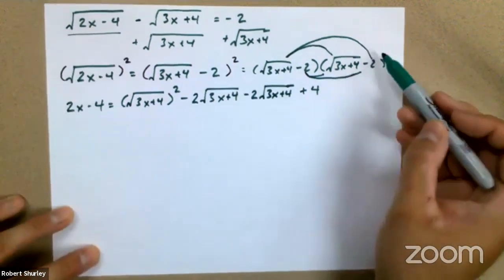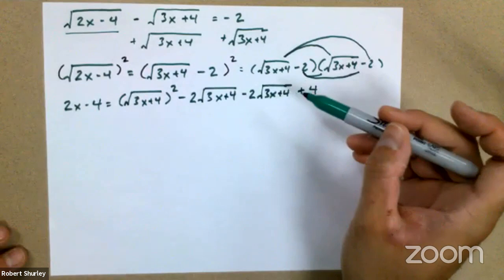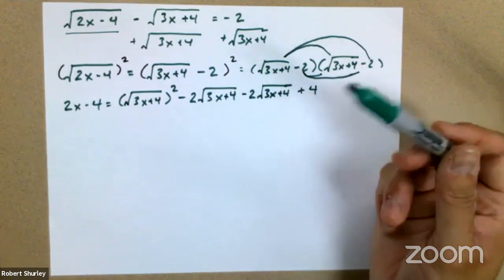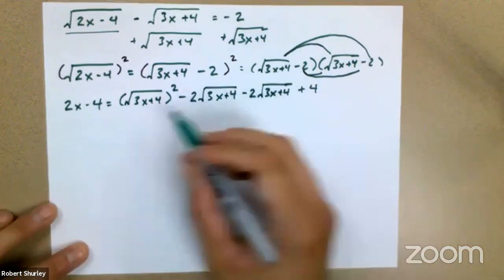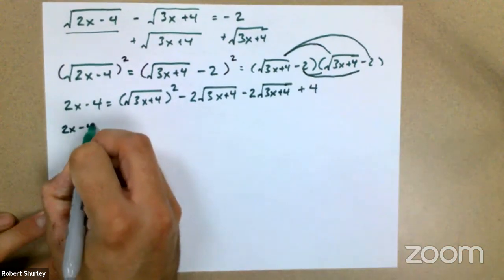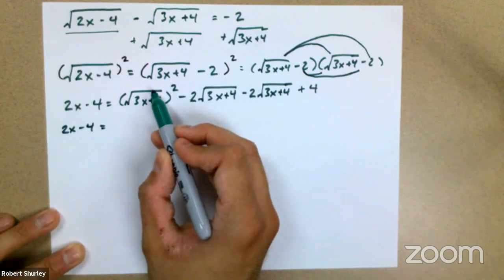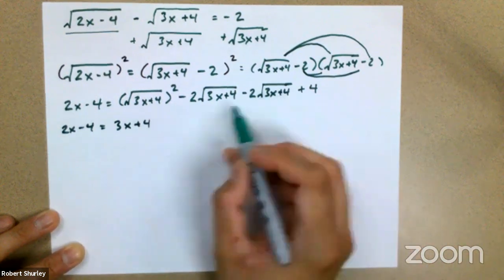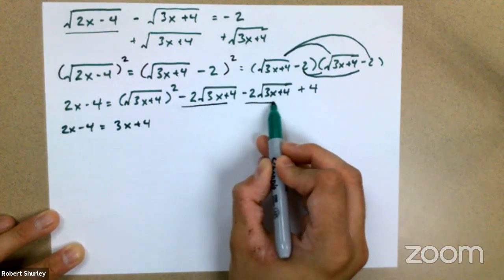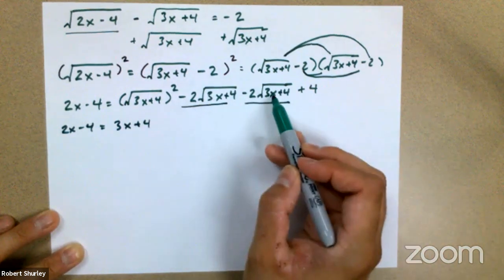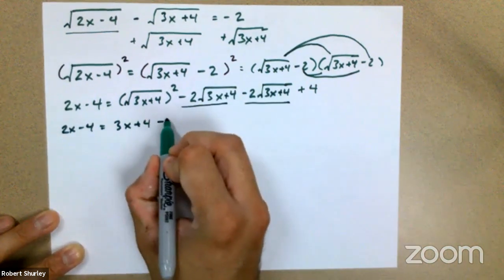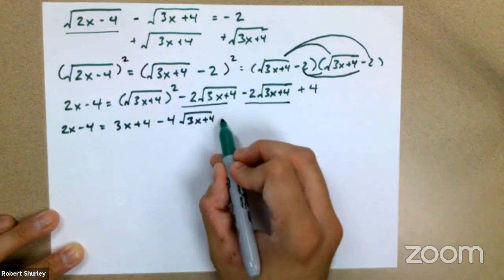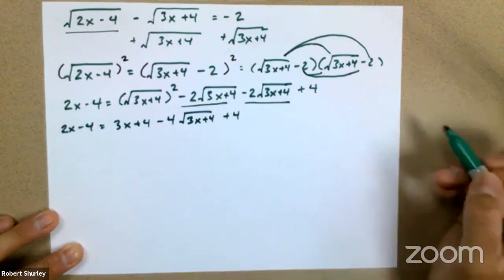Okay, so that would be FOILing out these two binomials, which is kind of crazy because it's a binomial radical and not just a number, right? Not just a single term. Let's see what we have once we clean this up. So we got 2x minus 4 equals, look, this square root and square cancel. So we're left with 3x plus 4. Now look, these two can add together. They're like radicals. It's the same root and same radicand. So we wind up with minus 4 square root of 3x plus 4. And then the plus 4 is hanging out on the outside.